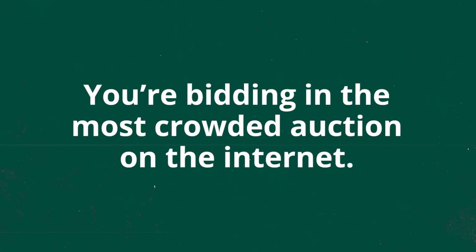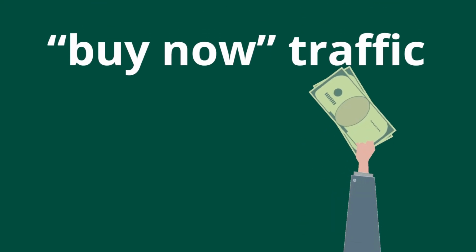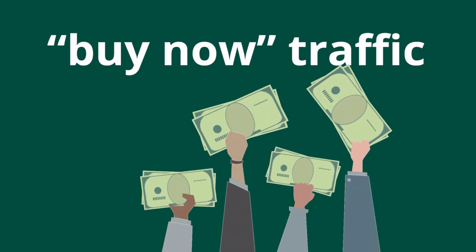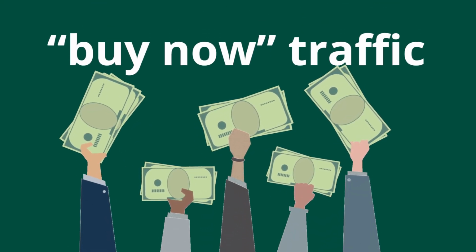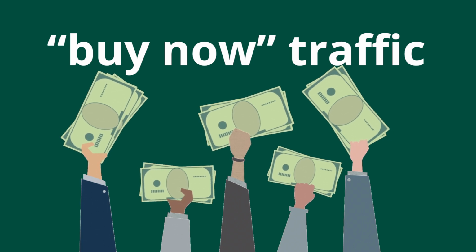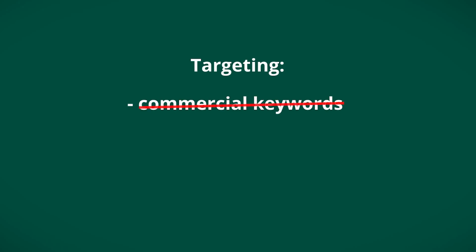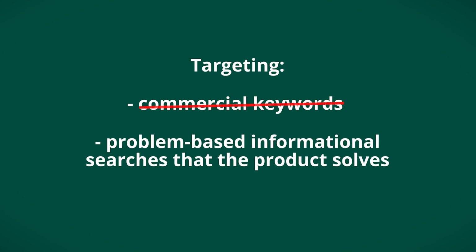And here's the mistake. You're bidding in the most crowded auction on the internet. Every brand wants the buy now traffic, so everyone piles into the same commercial keywords and Google rewards whoever is willing to pay the most. But here's a shift that gets a brand's clicks 500% less than the average cost per click on the account. Instead of targeting commercial keywords, I started targeting problem-based informational searches that the product solves. Let me show you what I mean. You've got to do this right, otherwise you'll just waste money on clicks and get no sales.